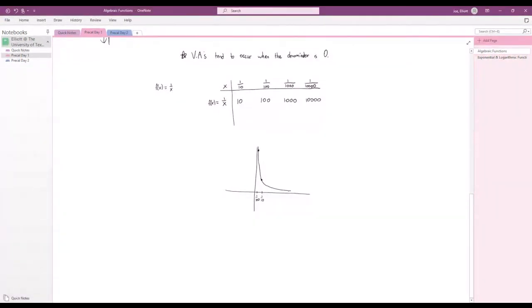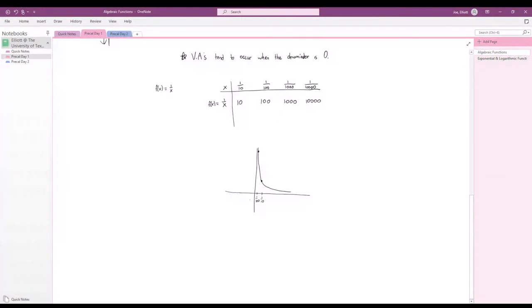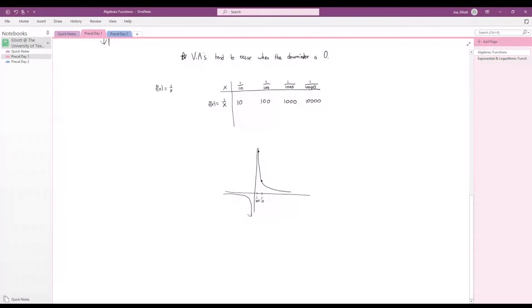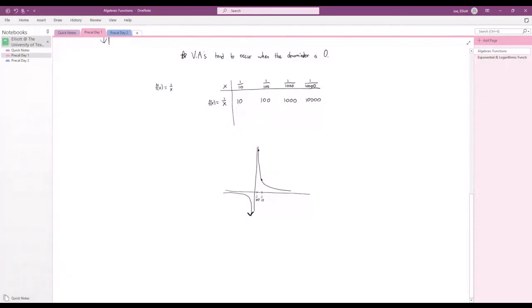Now, similarly, if you were to plug in some negative values of x, what you find is that as you plug in negative values of x and they get closer to 0, your function also kind of blows up, but it's going to be negative as well. And that's how you get this indication that you have these vertical asymptotes there, okay?